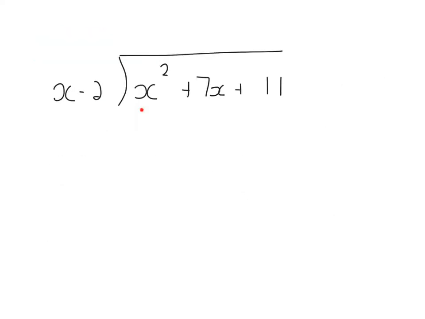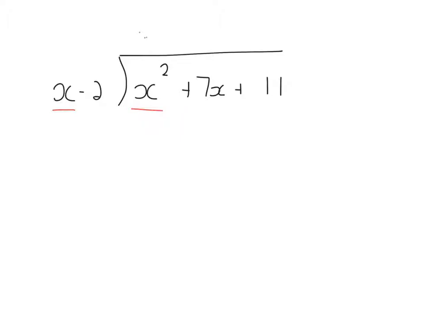Okay, so now we're going to look at a polynomial division. So we've got x squared plus 7x plus 11 divided by x minus 2. Now the first step is to look at the lead term, which is x squared. We're going to divide x squared by x, and we're going to write the answer not where you'd think it would go, which is above here. We're not going to put the answer into this spot here.